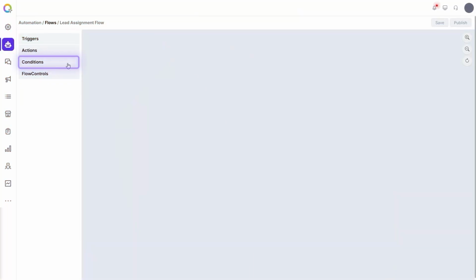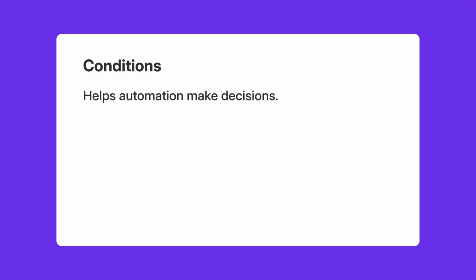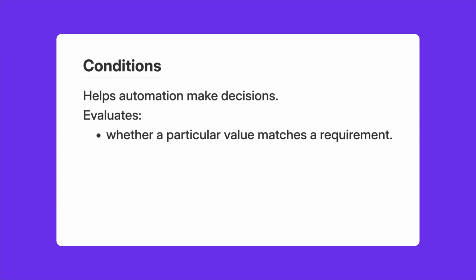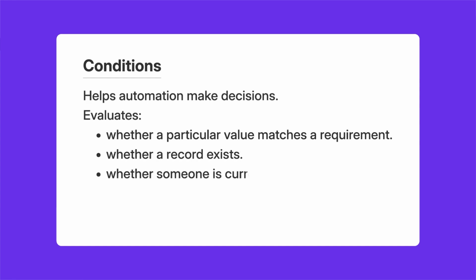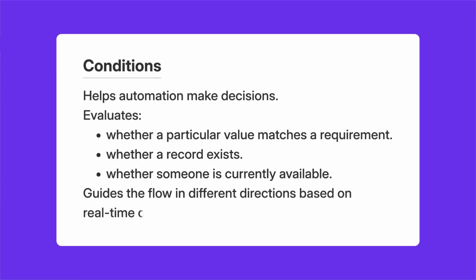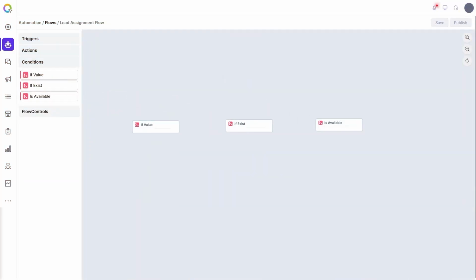Now, let's move on to conditions. Conditions play a critical role by helping the automation make decisions. They evaluate whether a particular value matches a requirement, whether a record exists, or whether someone is currently available. Conditions guide the flow in different directions based on real-time outcomes. There are three condition nodes: if value, if exist, and is available.